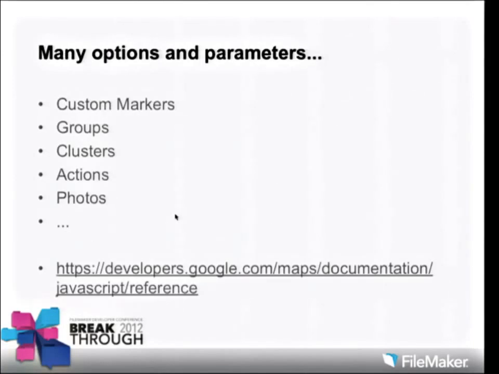OK, so you have the link for all the API information. The help of this API is really extensive. You can do a lot of things directly using this API and directly transforming the information that you have in raw data inside FileMaker into something readable on a map. So clusters, actions, photos.